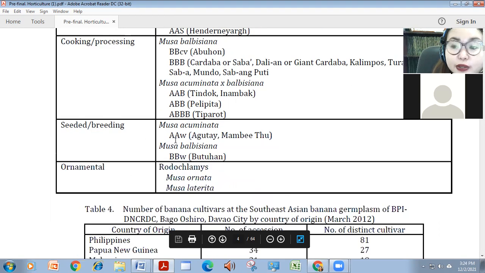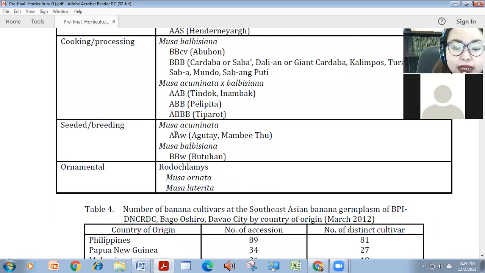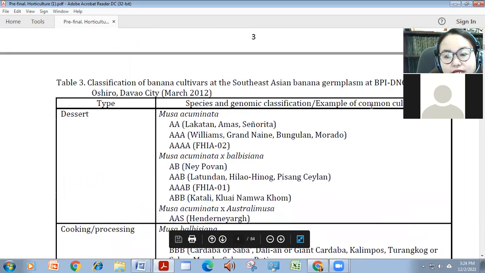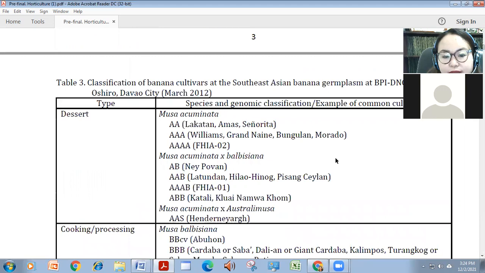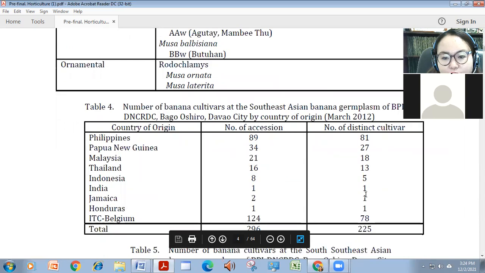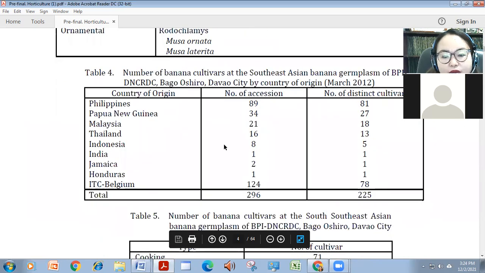So ito naman yung mga seeded or breeding ng mga banana, also scientifically known as Musa acuminata kasi meron silang double A, Agutay, Mambitu, and Musa balbisiana. And ornamentals naman natin, we have the Musa ornata and the Musa laterita. So all of this can be seen dito sa BPI, no, sa Bago Oshiro, Davao City. So we also have here total of the Southeast Asian banana germplasm, also found in Davao. We have 296 accessions and 225 cultivars from all over Southeast Asia, Philippines, Papua New Guinea, and so on.